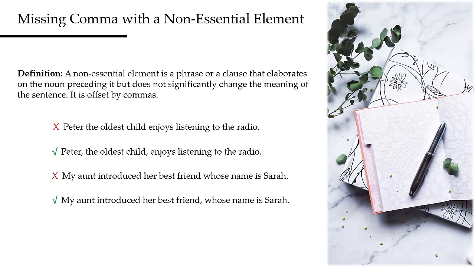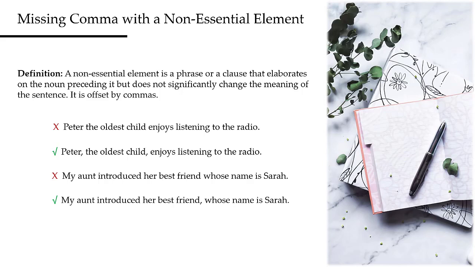Think of these commas as like parentheses. You're adding extra information that isn't essential, just like you could put something in parentheses to add clarity, but it's not essential. And just like parentheses, you have to open them and close them. It wouldn't make sense to do a single parentheses that's open without ever closing it, and it wouldn't make sense to close parentheses without ever opening it. So these commas come in pairs, just like parentheses come in pairs. So Peter, comma, the oldest child, comma, enjoys listening to the radio.